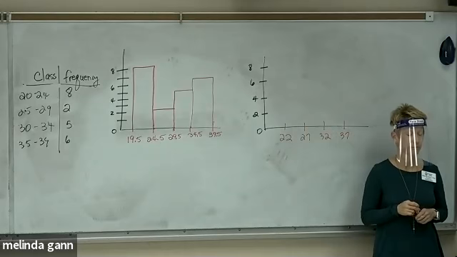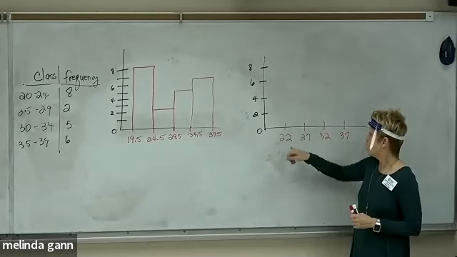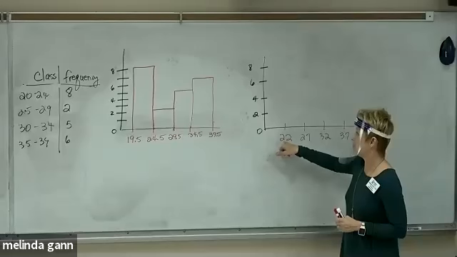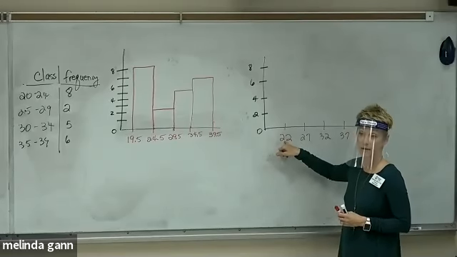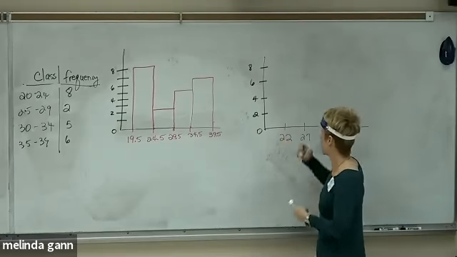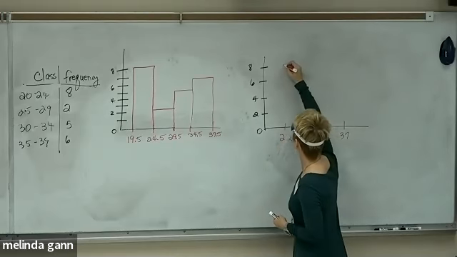1. Okay. Now, what class is 22 the midpoint of? The first. What frequency does that first class have? 8. So right above 22 at a height of 8, what do I put? Dot.